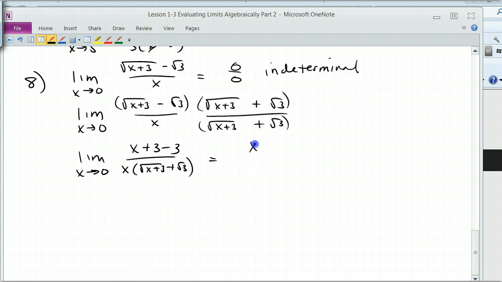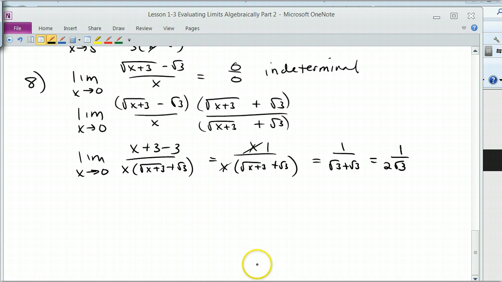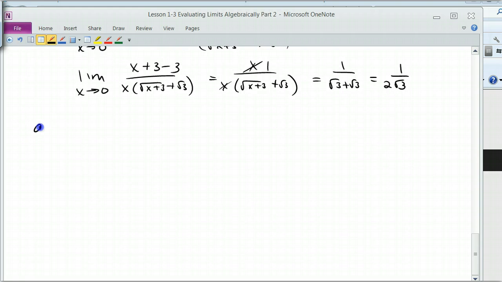Simplifying that, I have x over x times the square root of x plus 3 plus root 3. See why I didn't distribute the denominator? Because now I can cancel what's causing 0 over 0. Substitute in x equals 0 now, and I have 1 over root 3 plus root 3, and the limit is 1 over 2 root 3. Alright, let's see if we have another one. Okay, one more. Another technique.